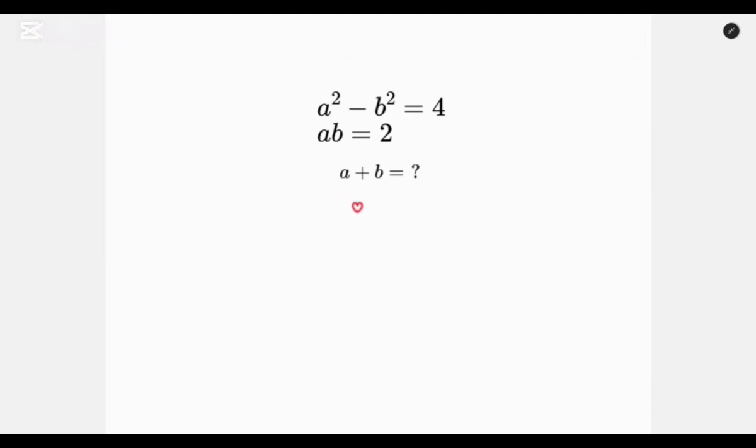We have this interesting question that says: find the value of a plus b given that a squared minus b squared is equal to 4 and ab is equal to 2. Well, since we're looking for a plus b, our first step will be to use an identity that contains a squared minus b squared and ab. And this identity is (a squared plus b squared) all raised to the power of 2, equal to (a squared minus b squared) all raised to the power 2 plus 4 times a squared times b squared. Very good.